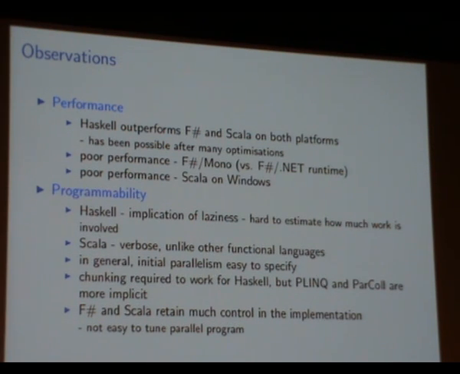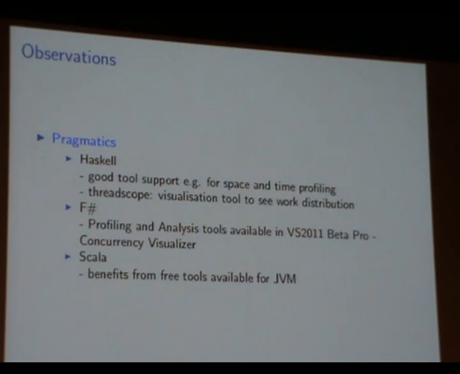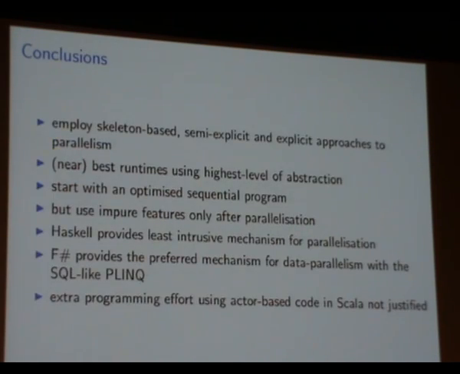It's very hard to estimate how much work is involved and when expressions actually get evaluated. But in general, it is easy to introduce initial parallelism. For Haskell, we are required to do some chunking, but pinning and parallel collection are more implicit, and we don't really need to do any of this. F# and Scala retain much control in the implementation. And these are just some pragmatic aspects, so I don't think I'll go through them.